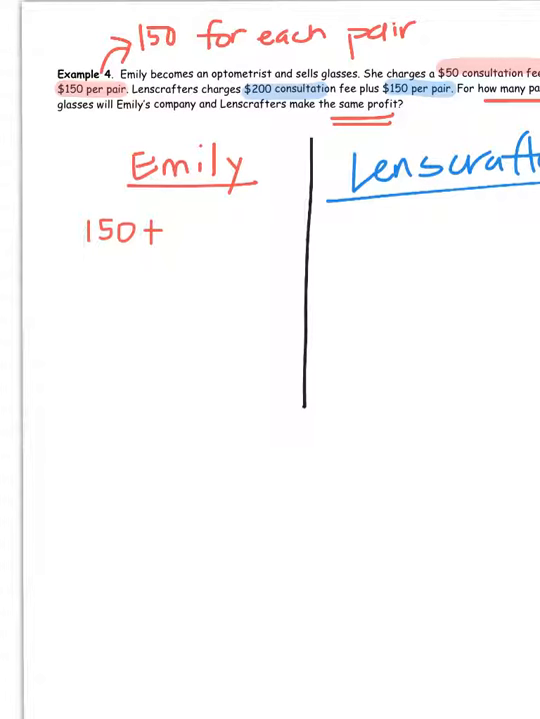$150. Oh, I saw a mistake right here. Let me go back and delete that. She charges $50 for a consultation fee. I read that wrong. $50. And then on top of that, she charges $150 per pair. Now, per pair, that means that I'm going to multiply that by how many pairs she uses. Let's say for pairs, let's use the variable P. So she charges $50 fee plus $150 per pair.